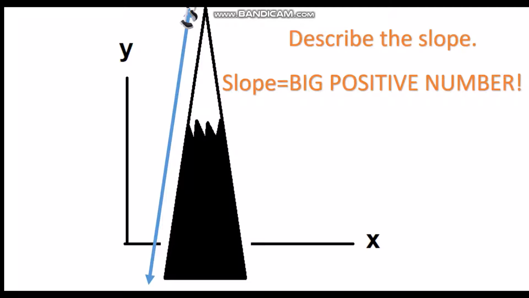Another important detail I wanted to point out, an example of a slope that is also very steep would be like a slope that is 100, okay? That would be an example of a line that is very steep.